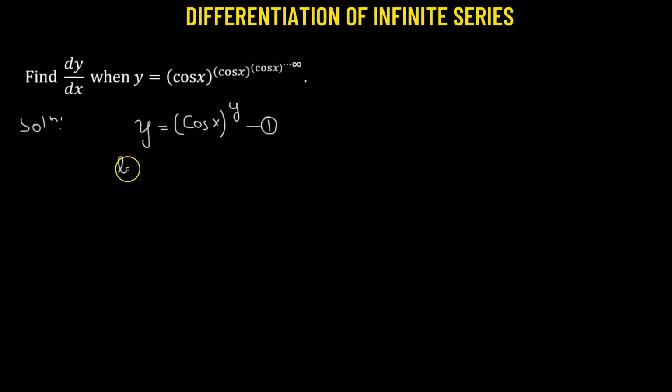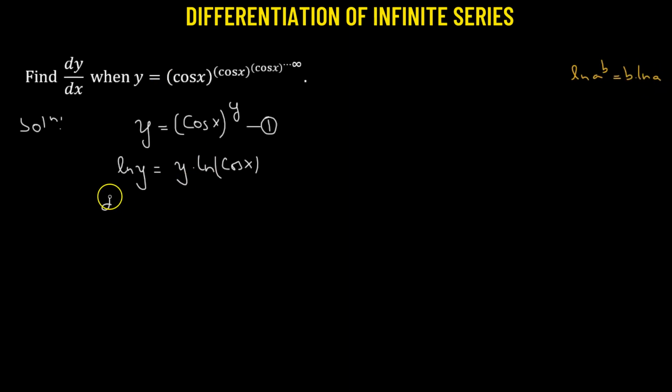Now we'll take the natural log on both sides. So natural log of y will be equal to y times natural log of cosine x. Here we have used the fact that whenever we have log of a raised to the power of b, that's equal to b times log of a.